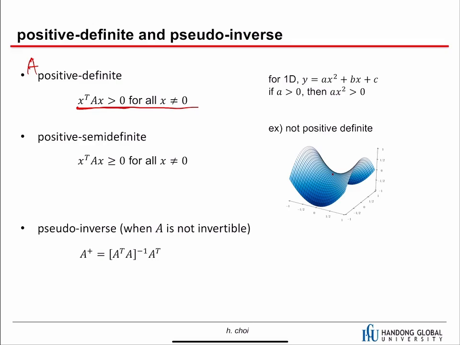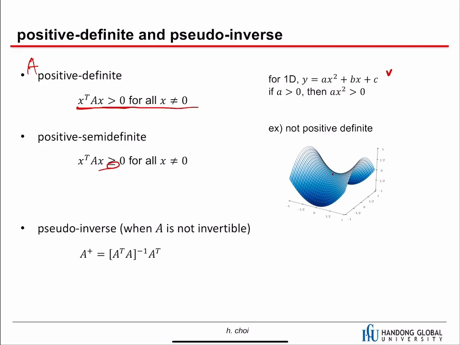And semi-definite means we have equality here. Sometimes it could be 0, but it cannot be negative. So to understand this positive definiteness, we need to look at these polynomial equations, the quadratic equation here.